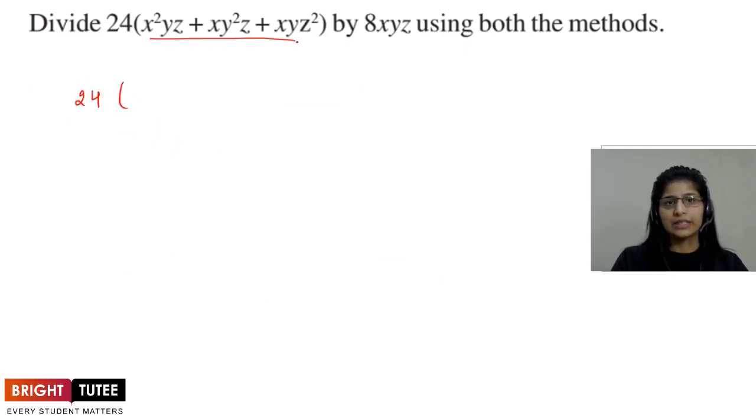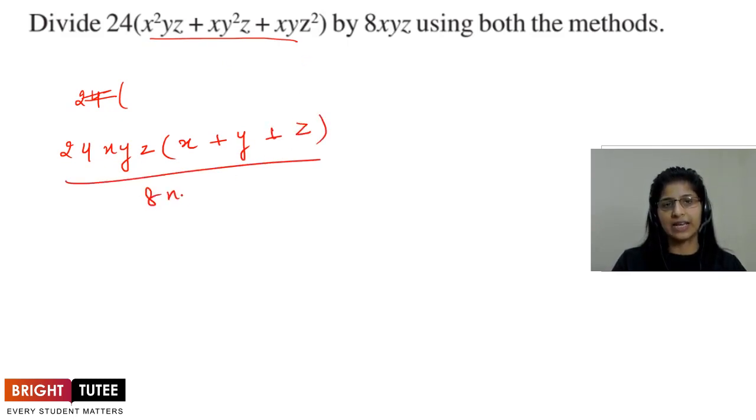Out of these, x is common, y is common, z is common. So you will write 24xyz common. What you are left with, if you take xyz common, you are left with x, then here you are left with y, and in the third term you are just left with z, and you have to divide it with 8xyz.